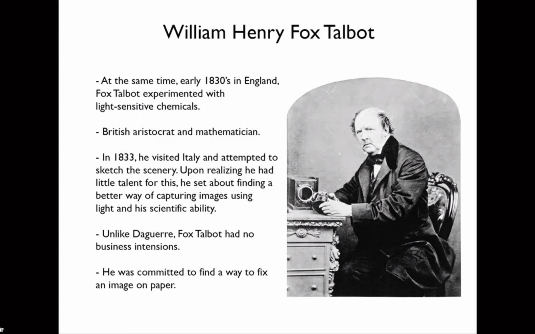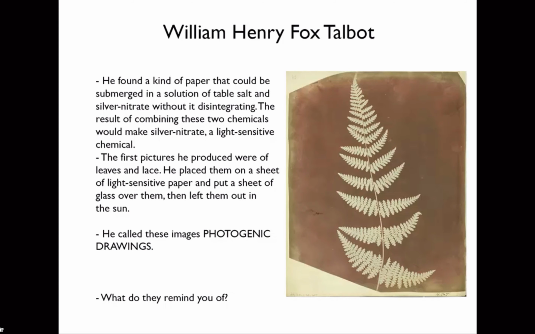He was not commercially driven. He was born with money and he wanted to find a way to use the camera obscura to capture images during his travels. So he was committed to finding a way to fix an image on paper, unlike Daguerre and Niépce, who found a way to fix an image on a metal plate. So he found a kind of paper that could be submerged in a solution of table salt and silver nitrate without disintegrating. The result of combining these two chemicals would make silver chloride. If you remember from Johann Schulze, that was the chemical compound that reacted to light.